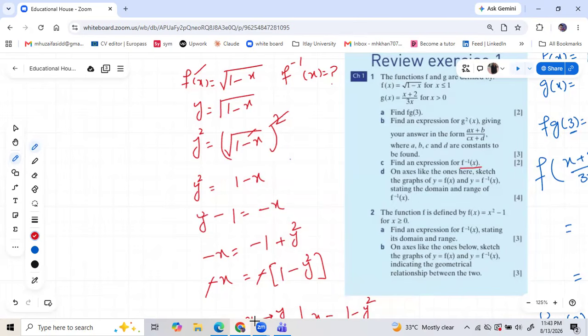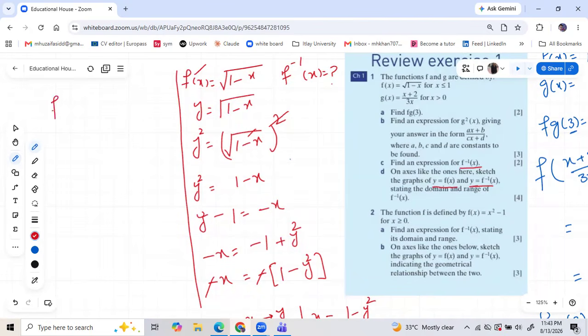Yes, sir. Done. Now we are moving to our part D. On the axes, sketch the graph of f of x and f inverse of x. So he is demanding the sketches of the graph of the inverse function and the original function, and the domain and range of the inverse function.